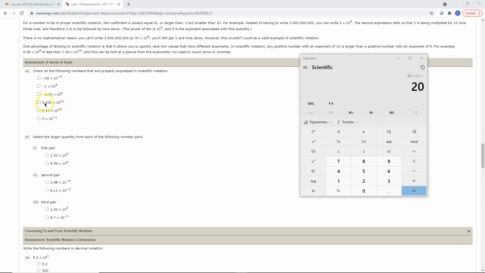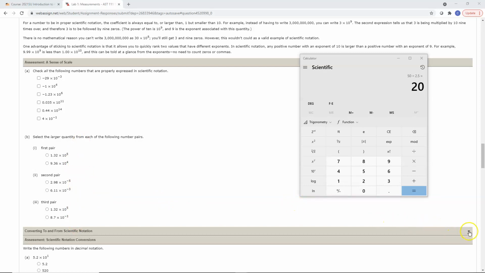Now here, this one needs to be moved, because if you take this and move it back with 0.035 times 10 to the 11th, you move that back 2 places, that goes 11, 10, 9, 3.5 times 10 to the 9th. There you go. That's the number right there. Okay. So then you're going to pick these. Which one's largest? Which one's largest? So go work through those.